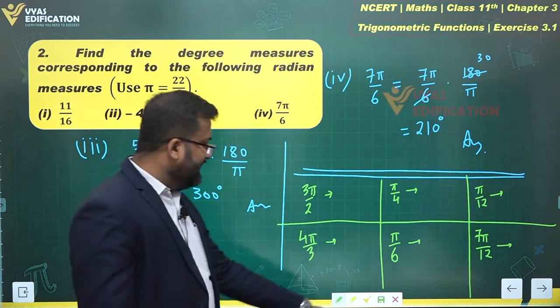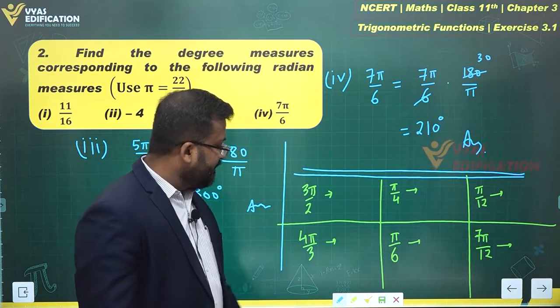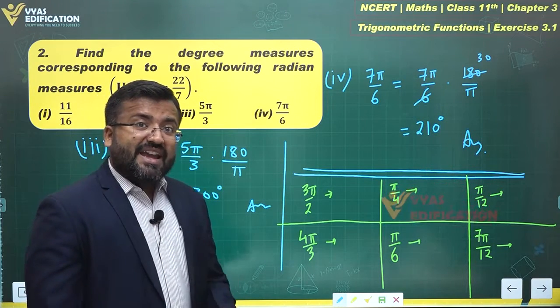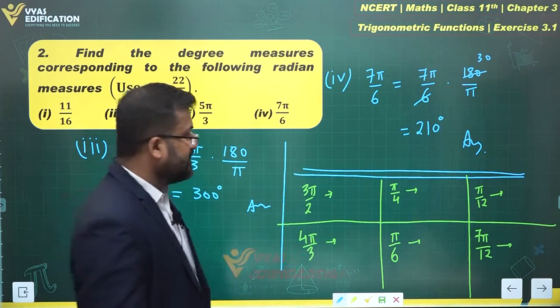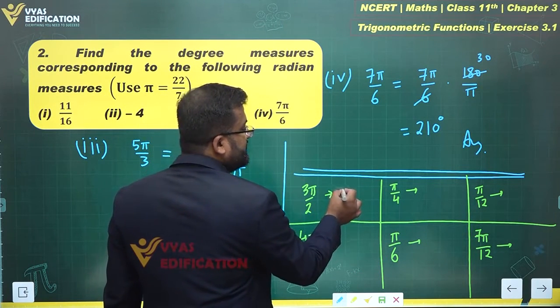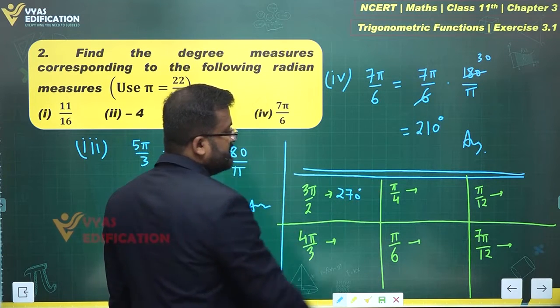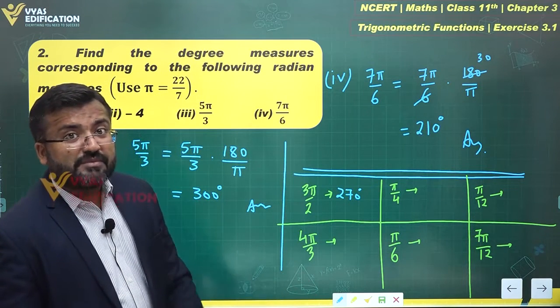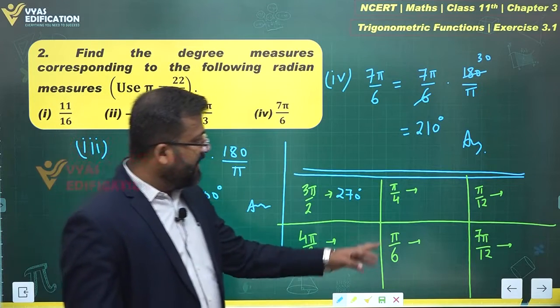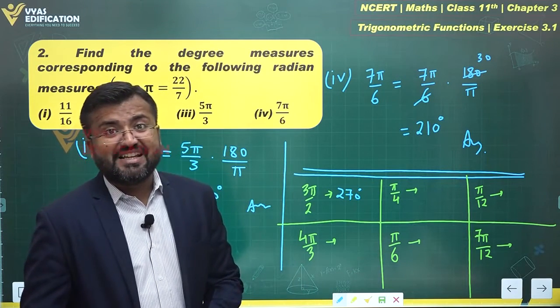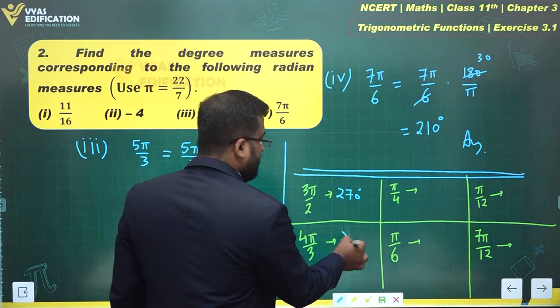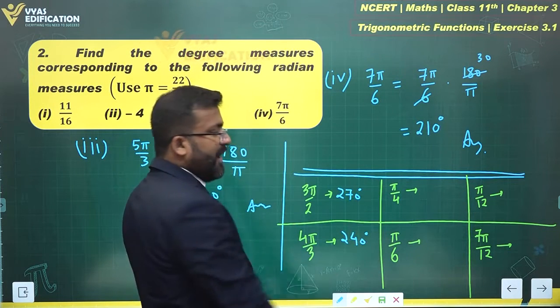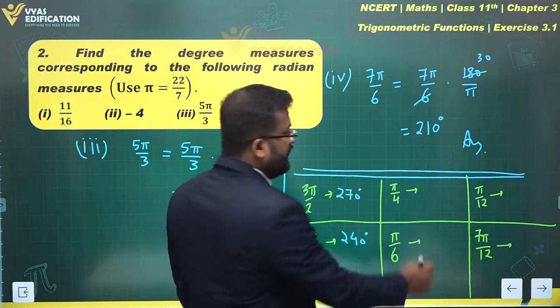Now can we find the degree measures of these angles easily? Yes. We recall that pi is 180 degree, okay? So 3 pi by 2 is pi by 2 times 3, which is 270 degree. We should remember this. 4 pi by 3 is pi plus pi by 3. Pi by 3 is 60 degree, so pi plus 60 degree, that is 180 plus 60, is 240 degree. Right? Pi by 4, 180 upon 4, is 45 degree.